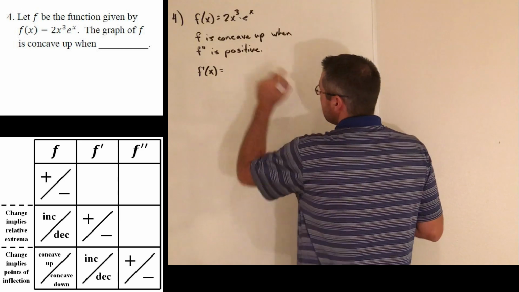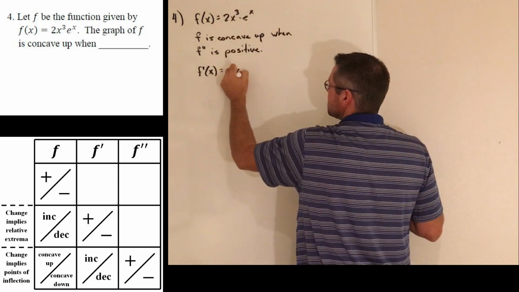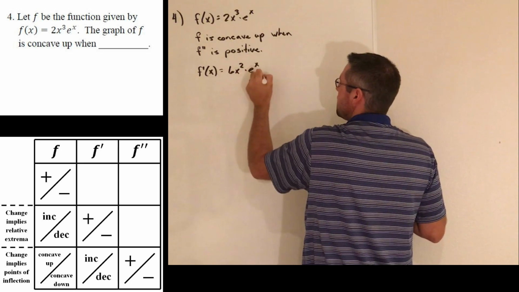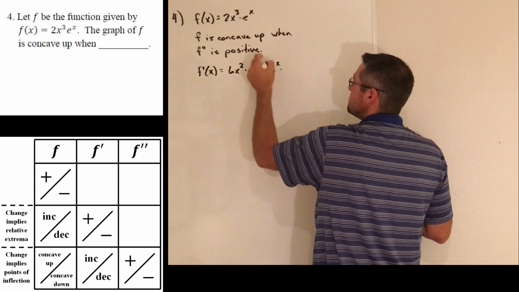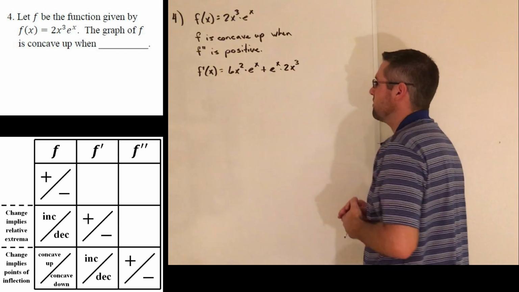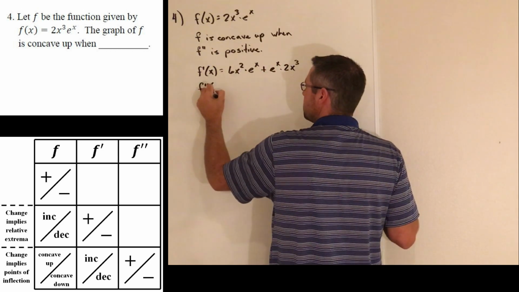The derivative of a product is the derivative of the first piece, which is going to be 6x squared, times the second piece, so times e to the x, plus the derivative of the second piece, which is e to the x, times the first, which is 2x cubed. All right, so we have our first derivative. We have to get to our second derivative.